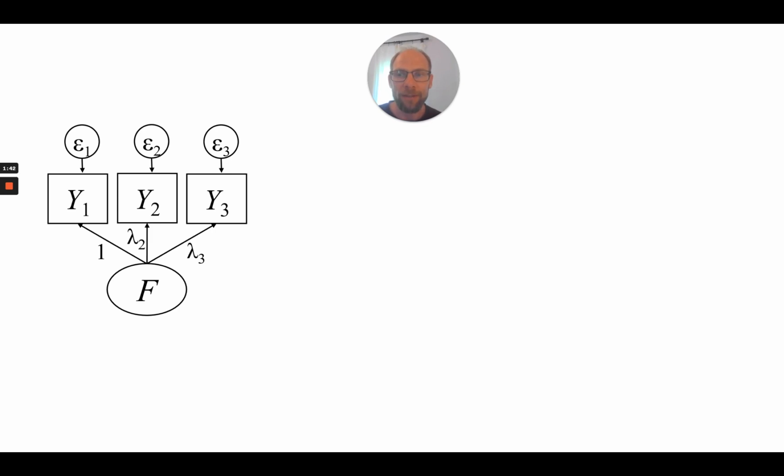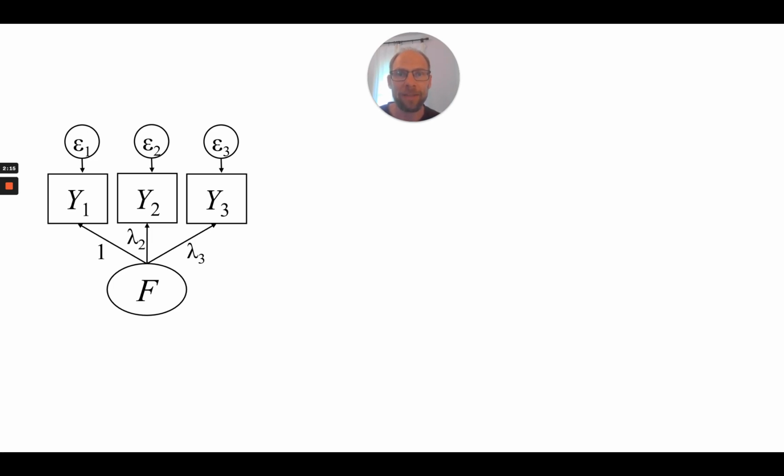Here you can see on the left-hand side a path diagram of a single factor model. The first indicator y1 has a loading fixed to 1 for identification, to identify the metric of the latent factor. The other 2 loadings are freely estimated and indicated here as lambda 2 and lambda 3. And then we also have measurement error variables epsilon 1 through epsilon 3, for which we estimate the error variances, and we also estimate a factor variance.